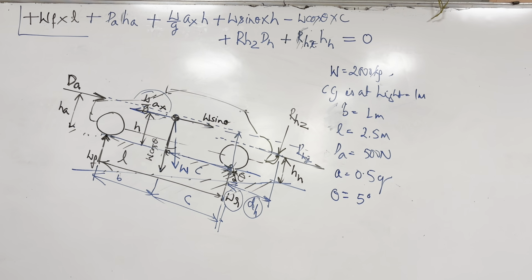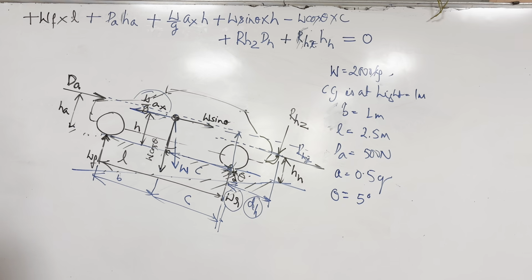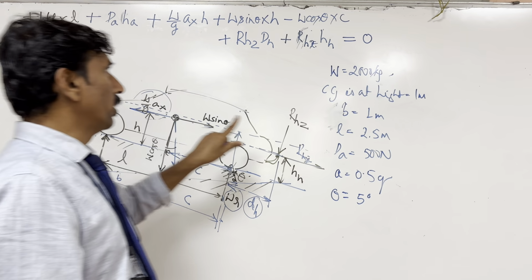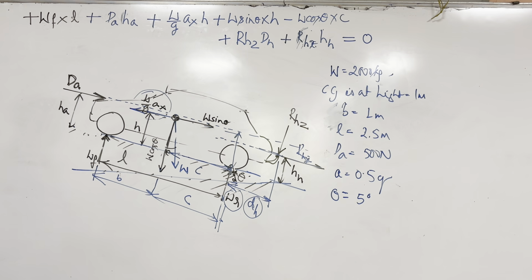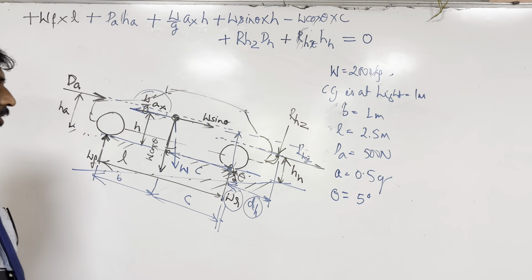If you know the weight on the front wheel, then weight minus the weight of the front wheel will give you the weight of the rear wheel also. So you can substitute these values here. Weight is W, and it has to be substituted in terms of newtons. If one is in newtons, everything has to be in newtons, because all these are forces.